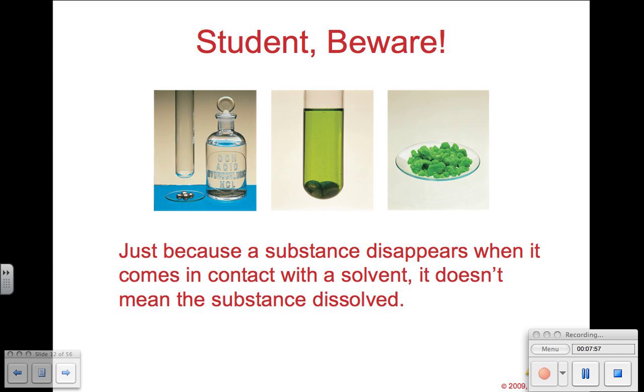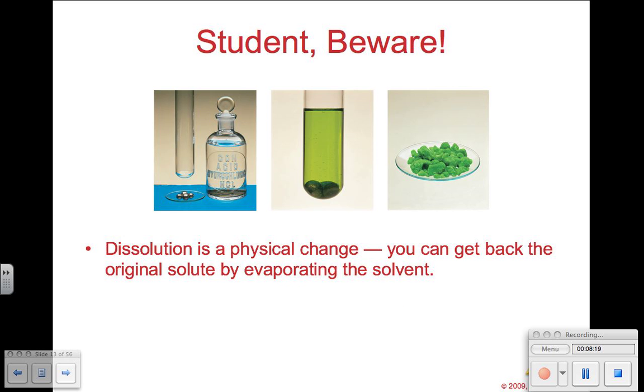So did it dissolve, did it not dissolve? Well, in reality, this one didn't dissolve. This would have been an actual chemical reaction where you changed the substances. So it needs to be clear that just because things disappear, it doesn't always mean that it just dissolved. It didn't necessarily dissolve. It may have reacted instead. So we need to be careful in that case.